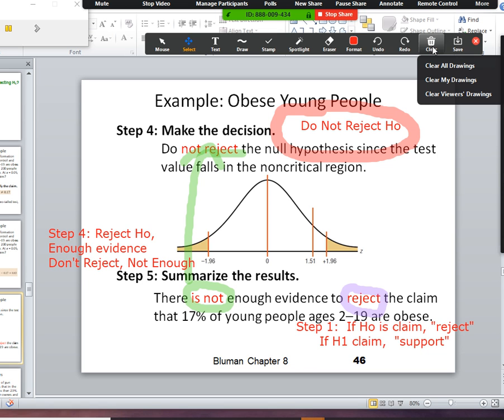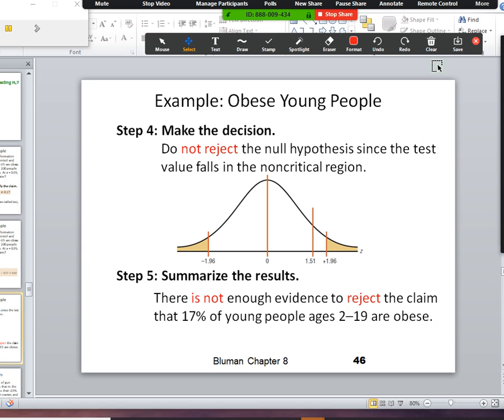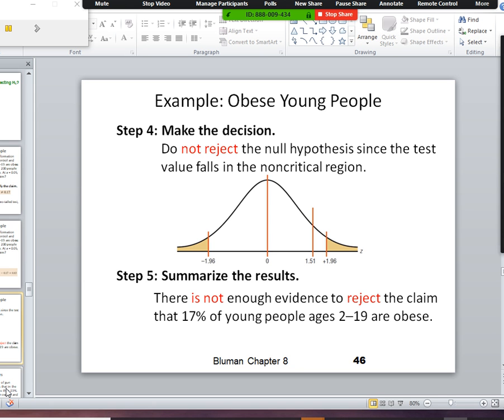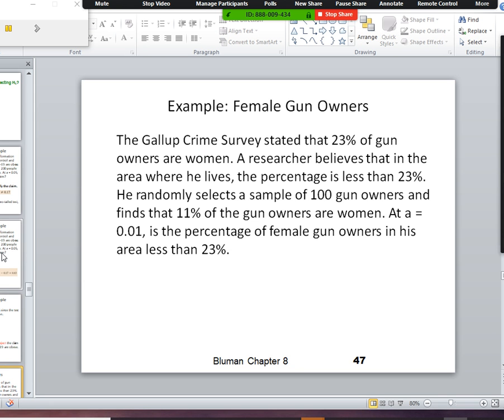Okay, everybody okay to move on? Okay, again, this will be on the BoardWork PDF, and it'll also be on the other thing. So let's take a look. Female gun owners. Let's do this one together. I'm just going to stop this for a second. Let me get someone to read this.